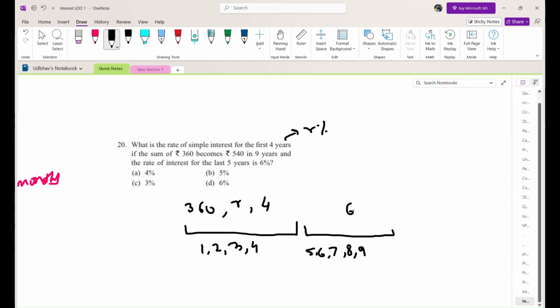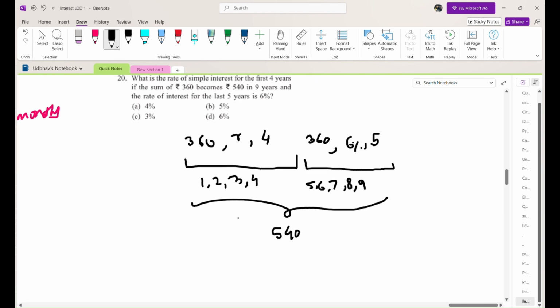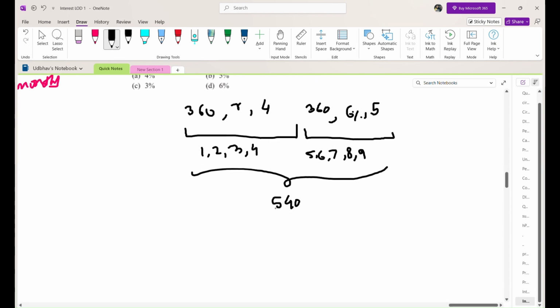Here the rate is 6%, time is 5 years, principal is still the same, and this total will give us an amount of 540. So we can just subtract it. 540 minus 360, amount minus principal, will give us the interest. 540 minus 360 will give us 180 rupees. So for the first 4 years, what will be the interest?